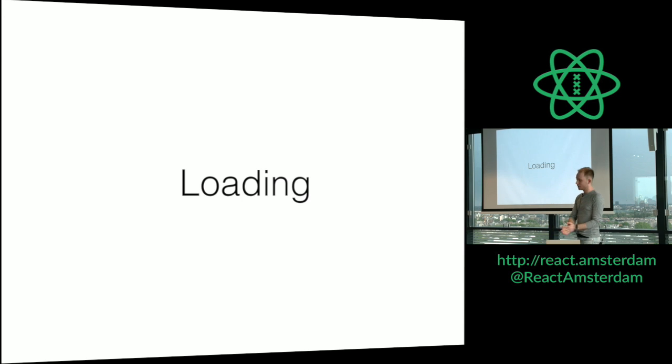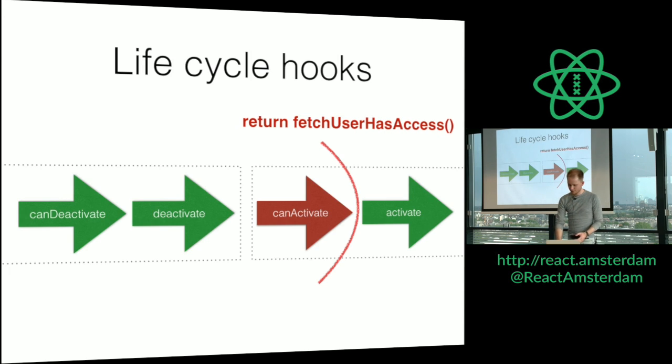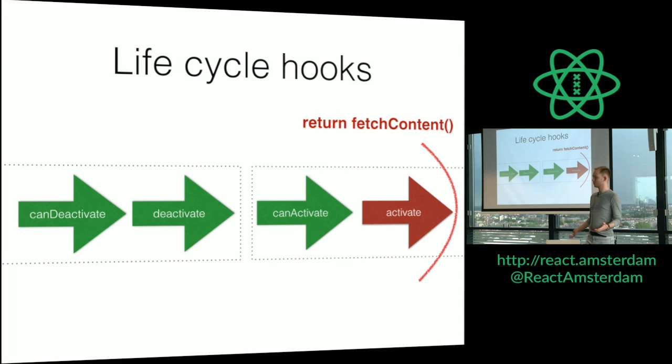The last one, loading. With the previous one, the canDeactivate hook, that was pretty straightforward to me. That's what you can use it for. But with canActivate and activate, I couldn't really find use cases where it would actually work well. But what I've seen people do a lot is use canActivate for authorization. So you return false if the user does not have access to certain content. And you use activate to actually load certain content, so that if content failed to load for some reason, even though you had access, you still get rejected.